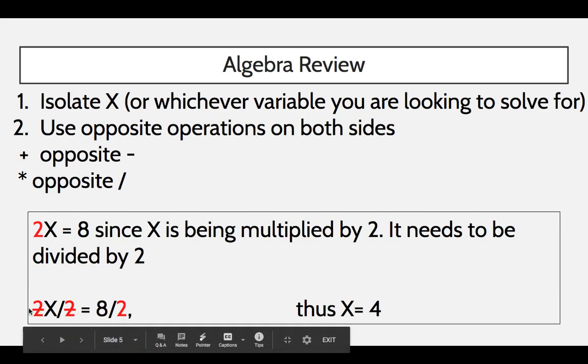So if we do that, we divide both sides by 2, and whatever you do to one side, you have to do on the other side as well. So we divided both sides by 2, and you find that the common factor here is 2 and 2, and you can just cancel them out. So you end up with x equals 8 divided by 2, which equals 4.